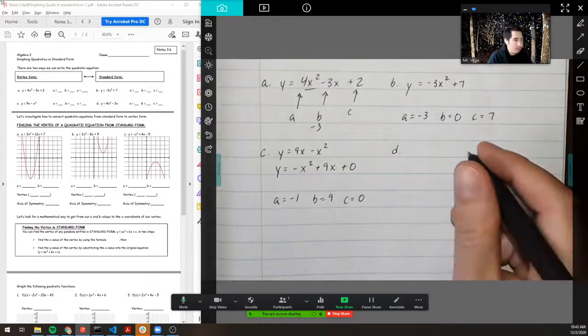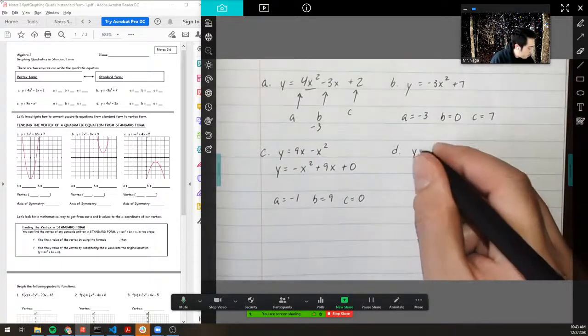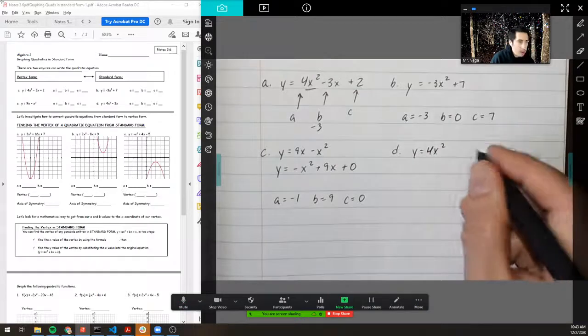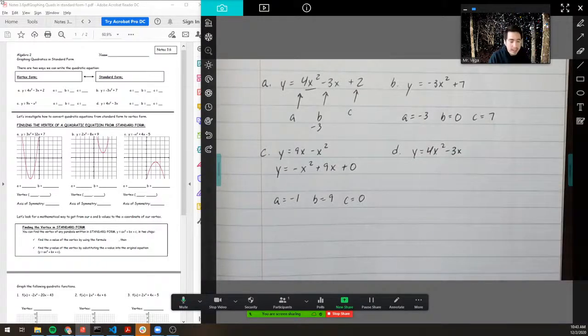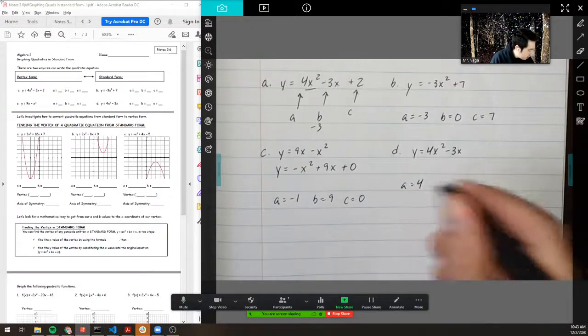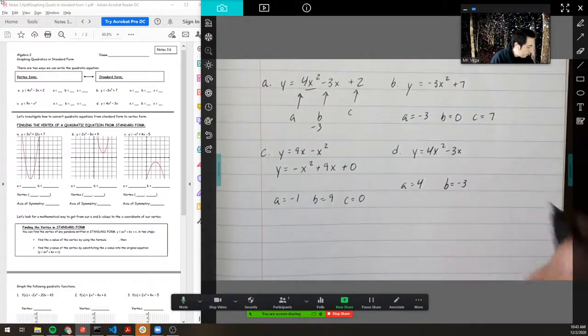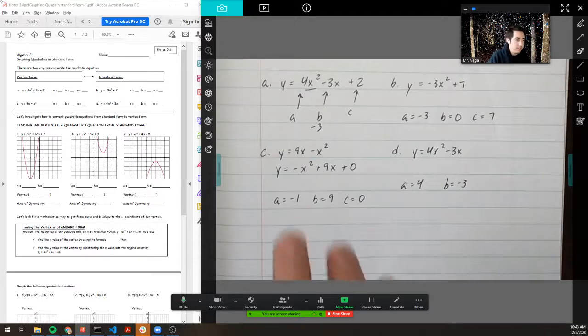And D, the last one. The last one here is y equals 4x squared minus 3x. And again, really easy to tell. The 4 is the a. A here equals 4. B is negative 3. So once you do it enough, it's really easy to tell.